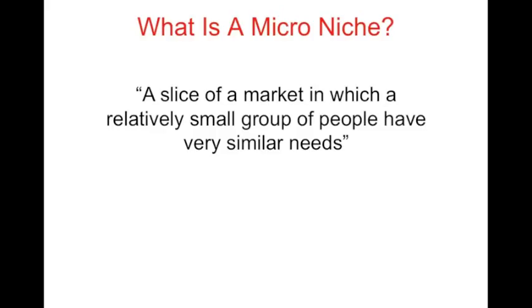But I just want to emphasize here, relatively small group, that could mean millions of people. I use the word relatively for a reason. I mean relative to a huge macro market like weight loss, for example, where there's hundreds of millions of people around the world who are looking for solutions. A micro niche could actually have 5 million, 10 million people, for example. Okay, so just keep that in mind. So again, a slice of a market in which a relatively small group of people have very similar needs.